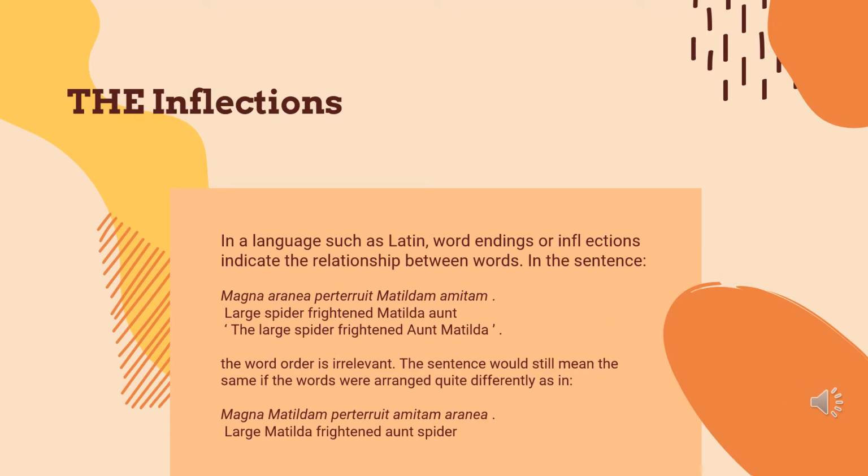The inflections. In a language such as Latin, word endings or inflections indicate the relationship between words. For example, take a look at this sentence. The word order is irrelevant. The sentence would still mean the same if the words were arranged quite differently, as in, the endings alone show that it was the spider which terrified Aunt Matilda, not the reverse, and that it is the spider, not Aunt Matilda, which is large. In linguistic terminology, Latin is a non-configurational language. Word order is not critical, though some word order preferences are found.